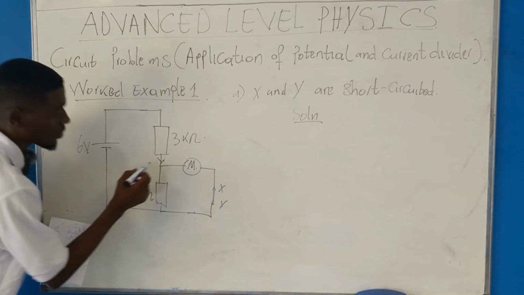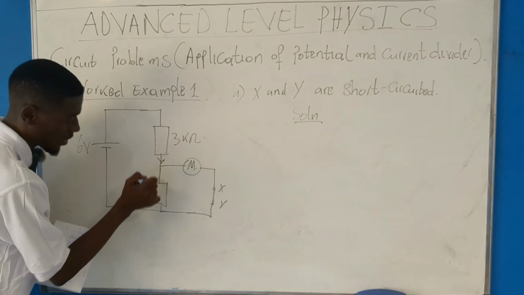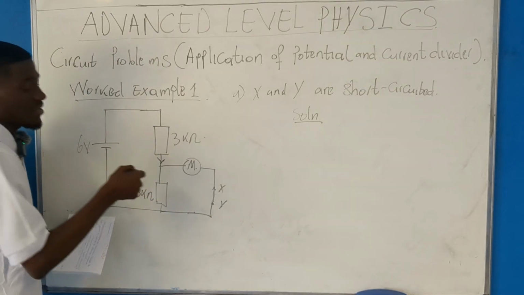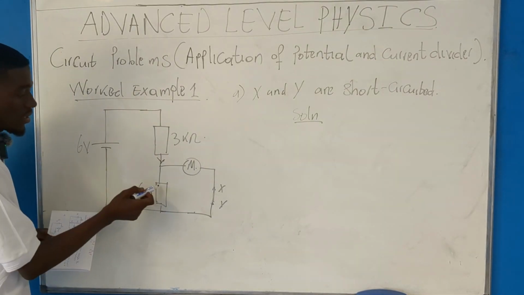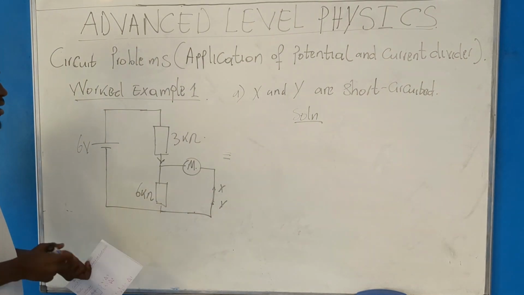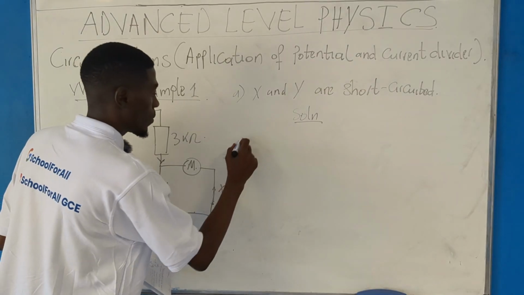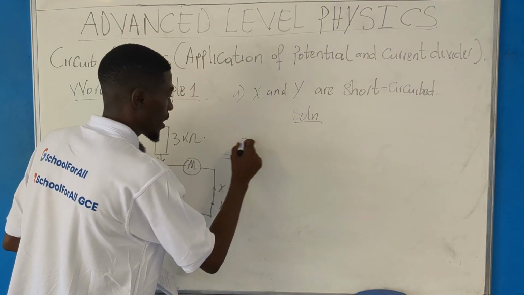So the current reaching here, we prefer to pass through this region than to pass here, because there's a resistor, there's an opposition of the flow of current here. So the equivalent circuit here we can have, after short-circuiting this portion, we will have something like that.